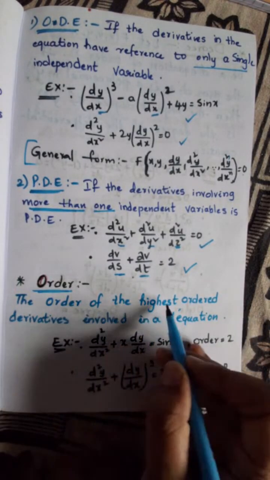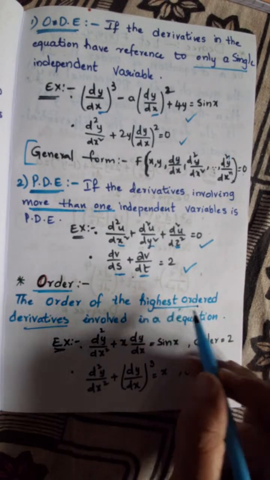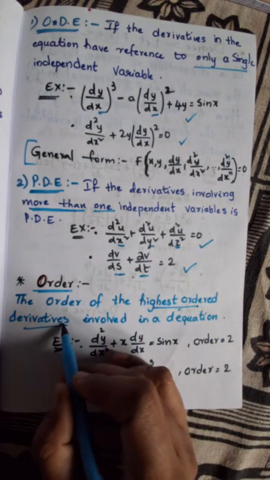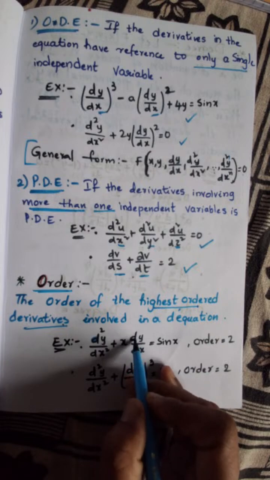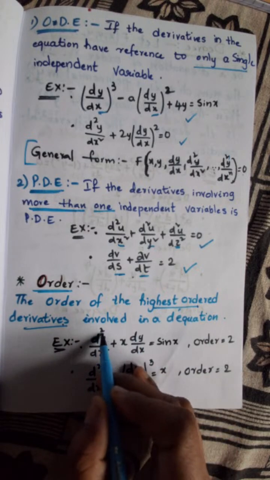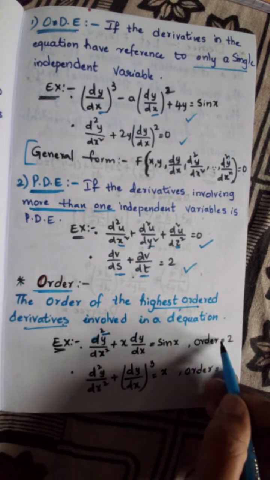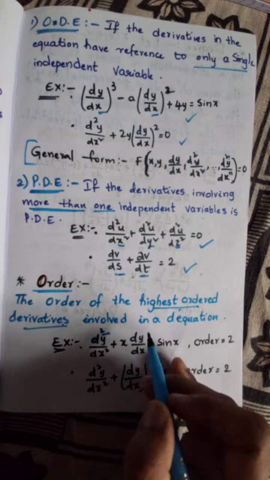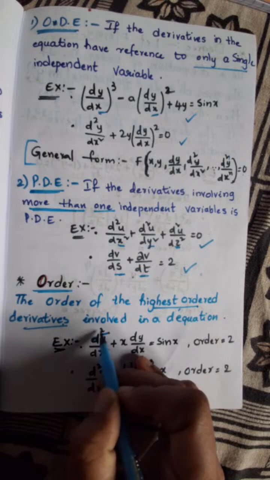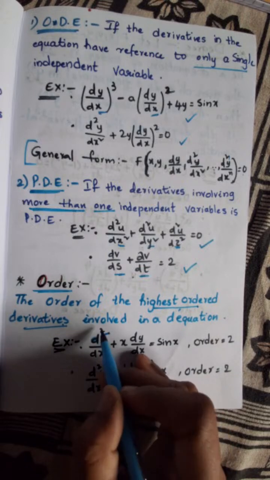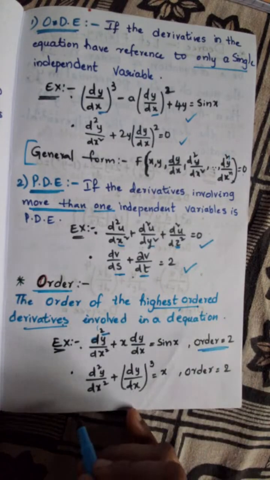The order is the order of the highest order derivative. What is the main point we have to observe here? Highest order derivative means we have to see the highest order of the derivatives. Here dy is there, d square is there. So the highest order is 2. So the order of this equation is 2. We have to count the order of the highest order derivative. The derivative is d square, therefore the order is 2. 2 is the order of this differential equation.